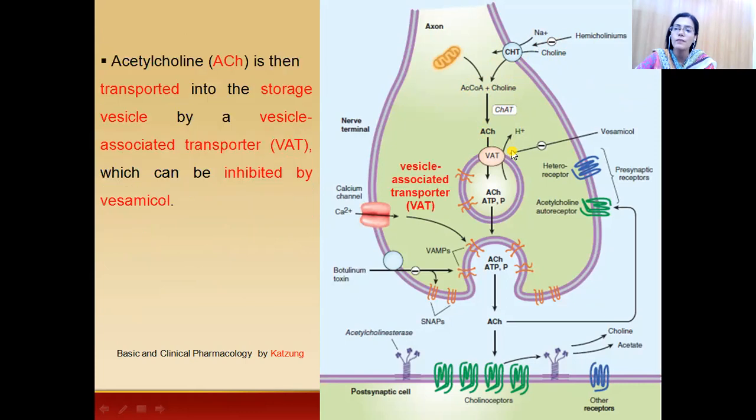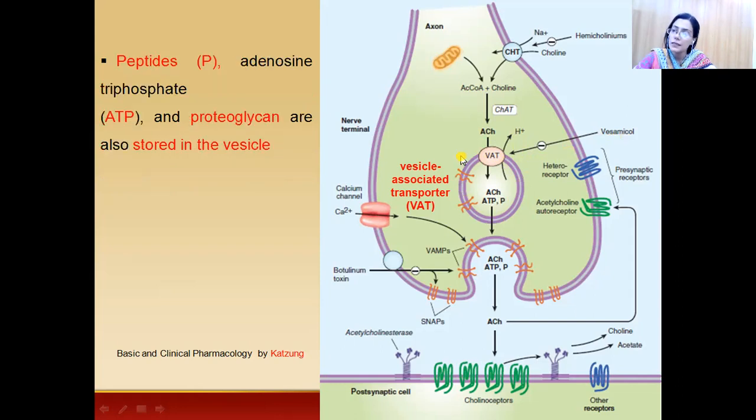So, now we have acetylcholine in the neuron. This acetylcholine is now transported into the storage vesicle. This vesicle is present in the neuron, and acetylcholine is transferred into the vesicle with the help of a vesicle associated transporter, that is VAT. This VAT will transport acetylcholine into the vesicle. During this process, there will be a flux of a proton, that is hydrogen ion. And this step is inhibited by a drug that is vesamicol.